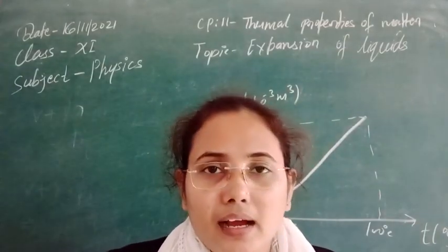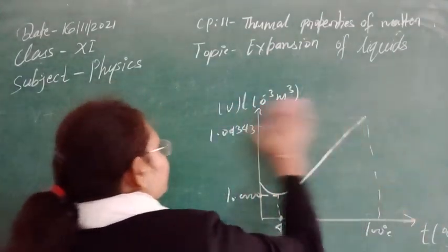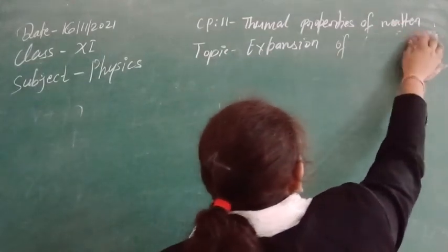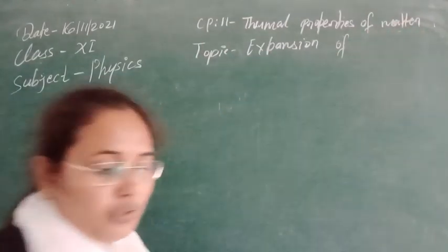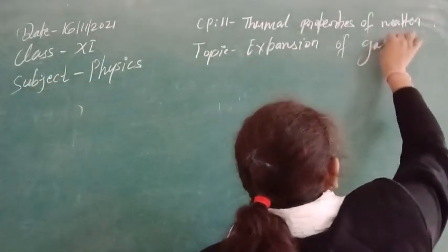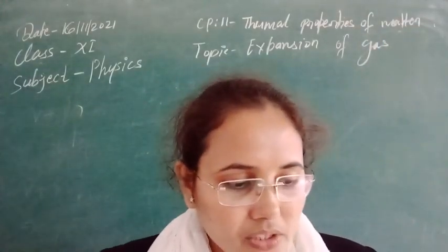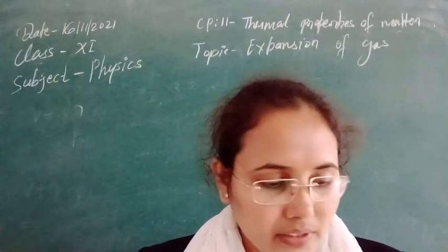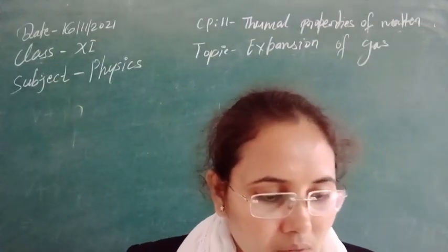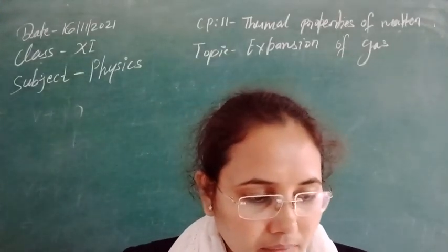Now let's see the expansion of gases. Up to now we have seen expansion of solids and expansion of liquids. Normally all liquids expand in volume when the temperature increases. Now let's see how gases are affected by the change in temperature. At ordinary temperature gases expand more than solids and liquids. The coefficient of volume expansion is relatively independent of temperature for solids and liquids, but it is dependent on temperature for gases, as discussed below.